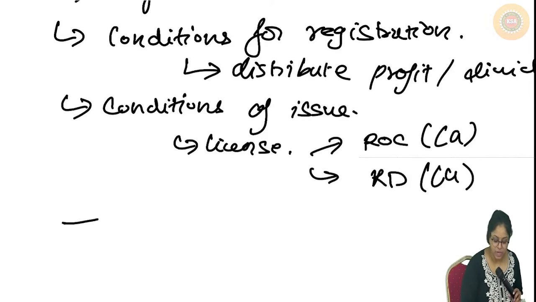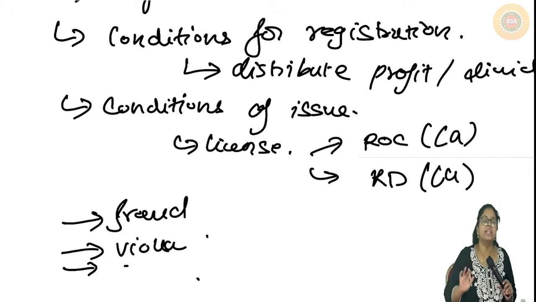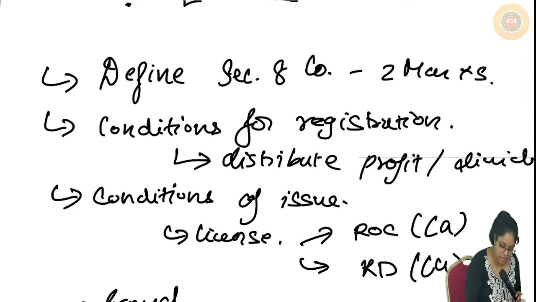Then I will see whether you have written the conditions when it can be revoked, either due to fraud or violation of objective. There are three such conditions, and I will check whether you have written them. So I will give this around 2 marks.